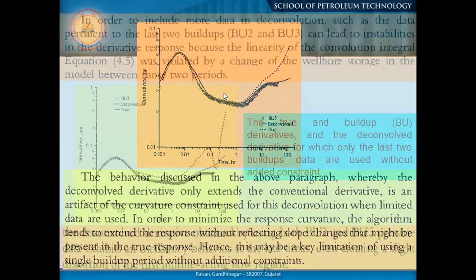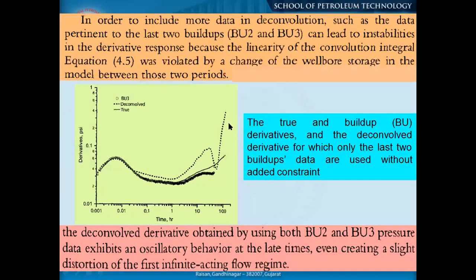Now you see the second build-up will be included. So in this case, we have the two build-ups. The true and build-up derivatives and the deconvolved derivative, for which the last two build-up data are used without added constant. So once we take this, you see the dotted line is now the deconvolved.